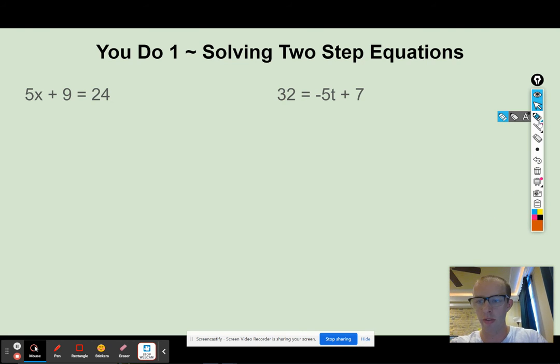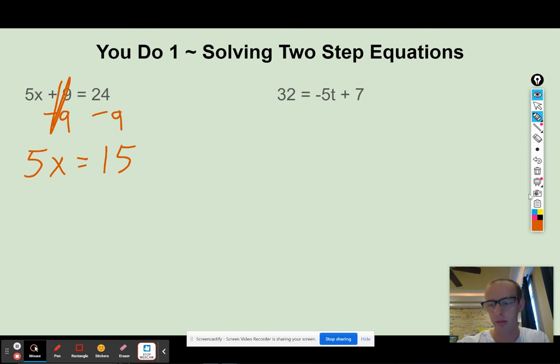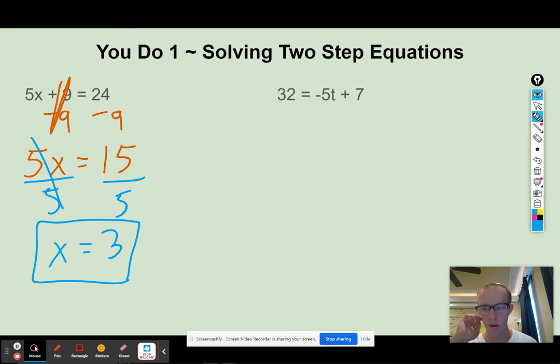Okay, hopefully you're unpausing the video now, which means you solved the questions. Since it's a you do, I'll go over it quickly so you can check your answer. To get rid of a plus 9, I subtract 9 from both sides. These cancel. On this side, I'm left with 5x. 24 minus 9 is 15. So now my equation is 5x equals 15. To get rid of multiplication, I do division. I divide each side by 5. These cancel. I'm left with x. 15 divided by 5 equals 3. Hopefully you got that on your own.